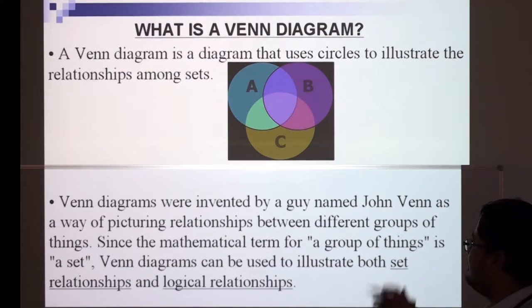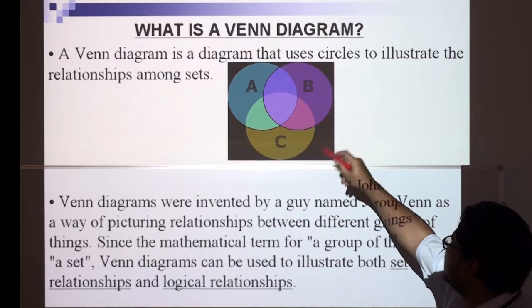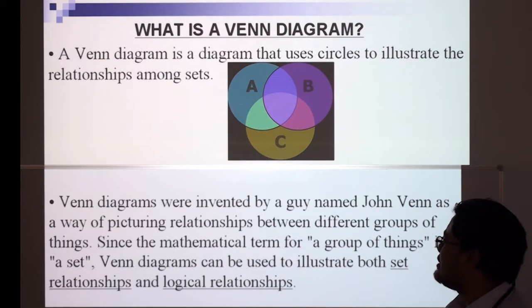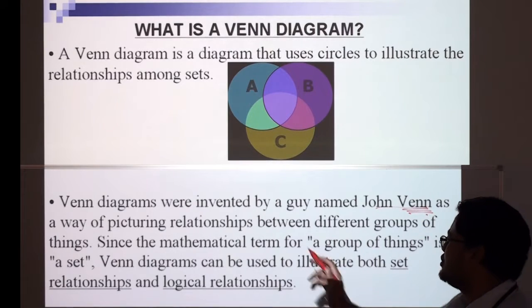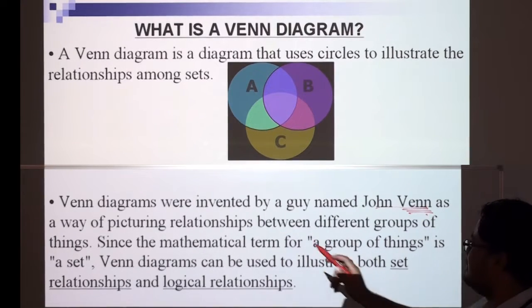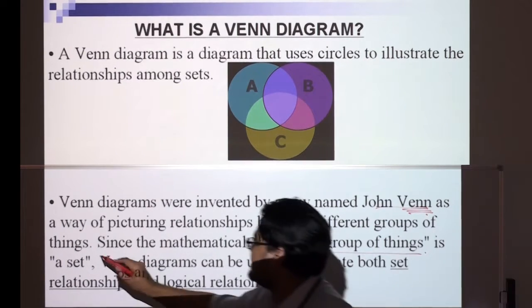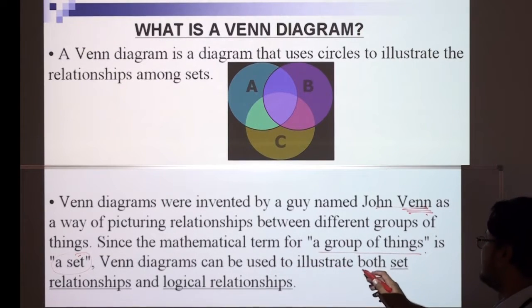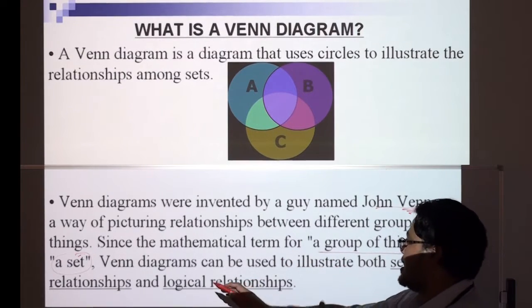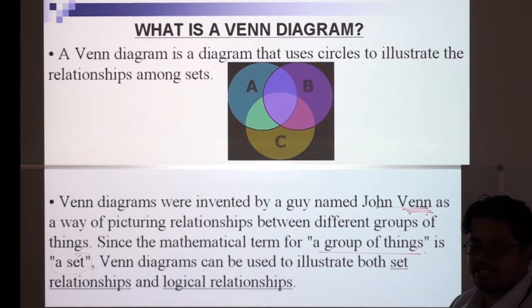What is a Venn diagram? A Venn diagram is a diagram that uses circles to illustrate the relationships among sets. So that's set A, B, and C. Venn diagrams were invented by a man named John Venn, as a way of picturing relationships between different groups of things. Since the mathematical term for a group of things is a set, that's a word we're going to be using often, Venn diagrams can be used to illustrate both set relationships and logical relationships. So what does this mean? I'll show you in a sec.